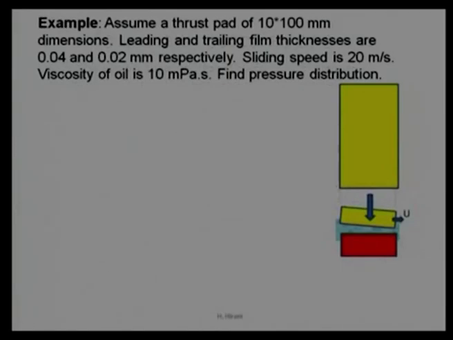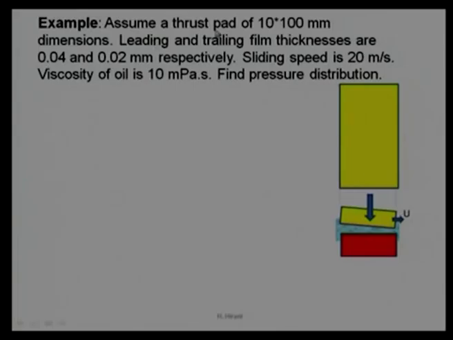Then we say that we will be covering this example in the present lecture. So, we are starting. Here the pad dimension is mentioned as 10 into 100 mm, 10 mm in x direction and 100 mm in z direction. This is a top view of the front view, and we are able to see this plate. The z direction is 100 mm, which is much larger compared to x over here.